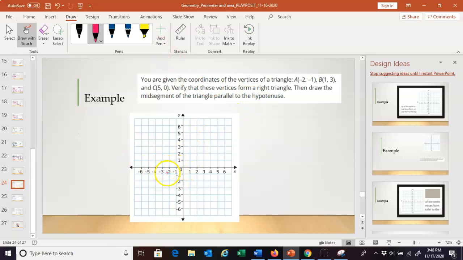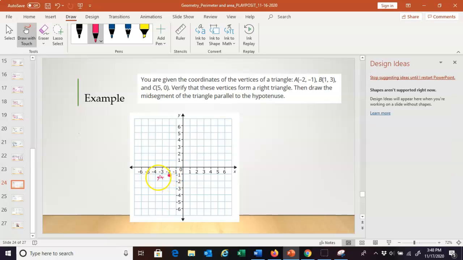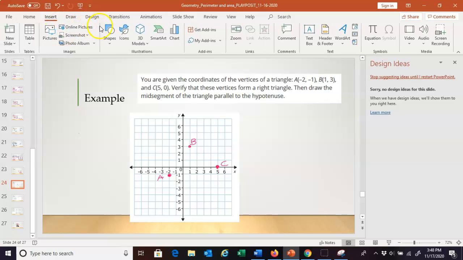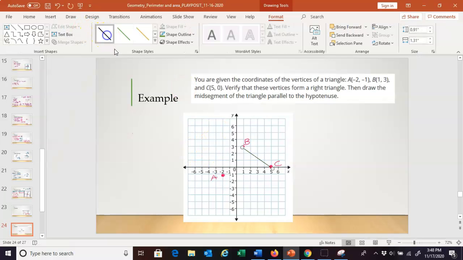A is -2, -1. And B is 1, 3. And C is 5, 0. So we're going to connect these dots. I'm going to do it with a nice straight edge because you guys know just how good I can draw lines. Not very, right? There we go.